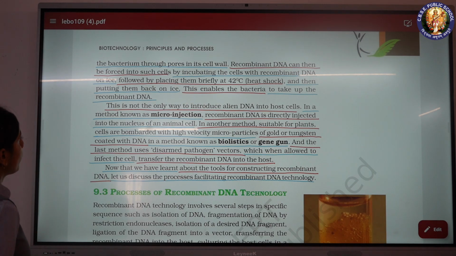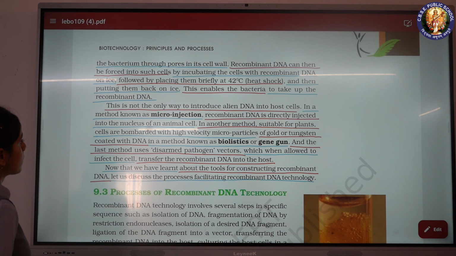This is not the only way to introduce alien DNA into host cells. In a method known as microinjection, recombinant DNA is directly injected into the nucleus of an animal cell.